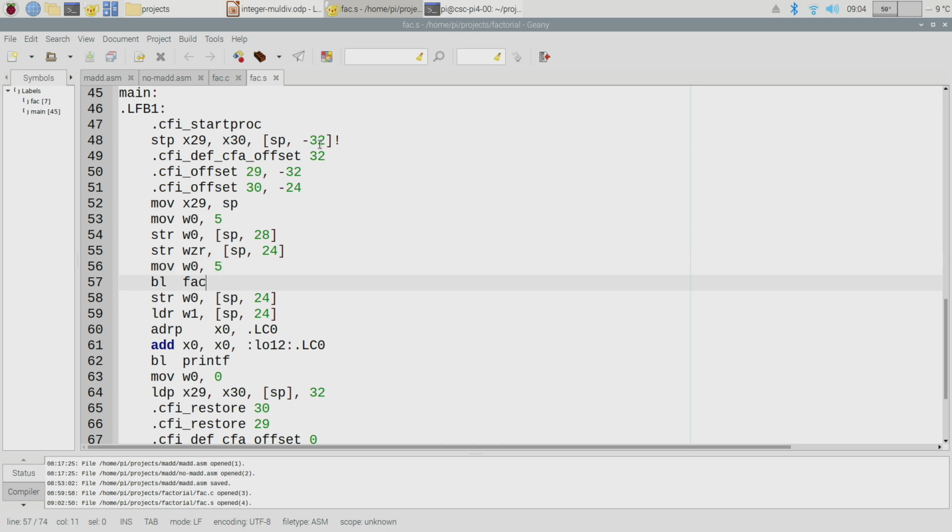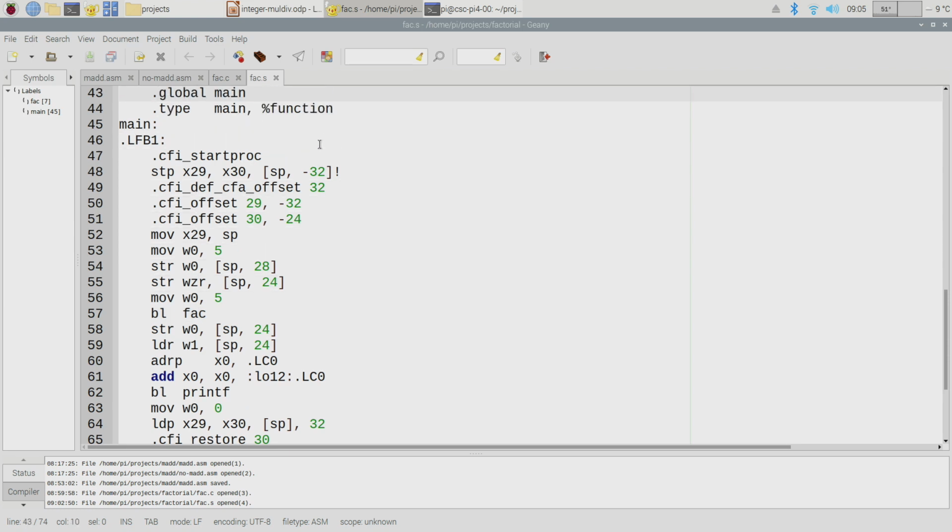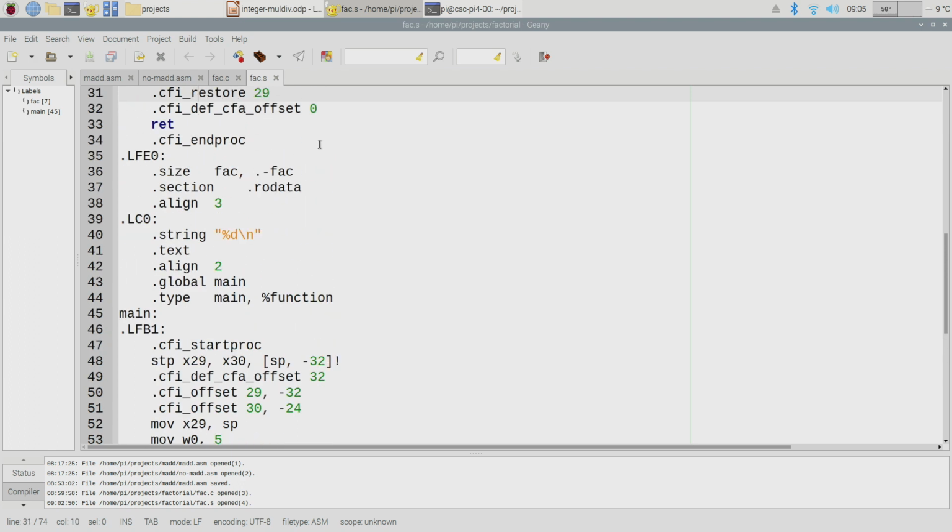Whenever it's computed it, now the answer is sitting in W0, which it stores to the stack. It then loads it from the stack into W1. It could have just done a move operation there, but whatever. And then we need our address for the print string. We can branch to printf and then terminate the program. Okay, so this is all the main routine, nothing big surprise there. It's the factorial part that I want to look at.